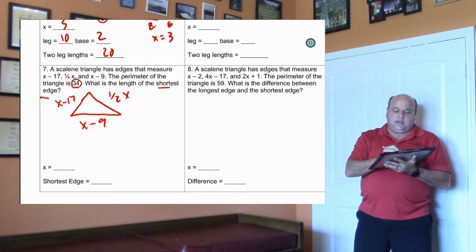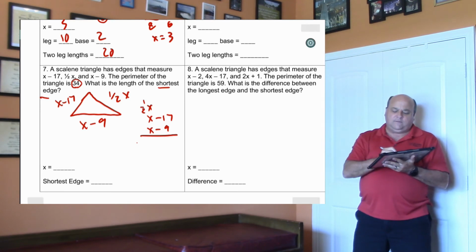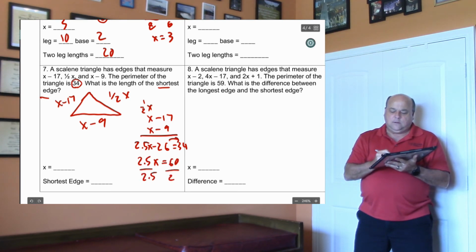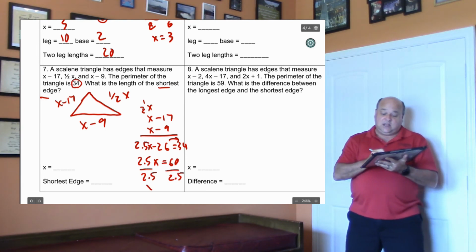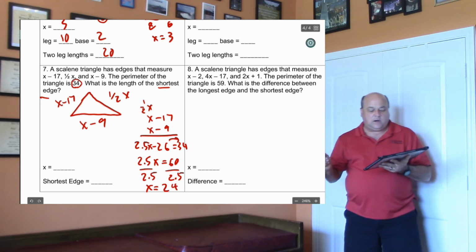So I'm going to add all these up: 1/2 x, then x minus 17, x minus 9. That's going to give me 2.5x. 2.5x minus 26 equals 34. Move over the 26, and plus 26, that's going to be 60. Then divide by 2.5. That's 25 into 600, which is 24. Okay, so x is going to be 24.